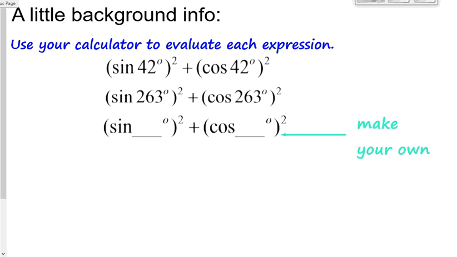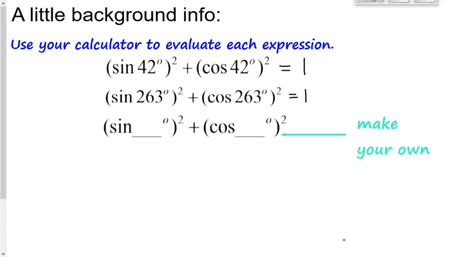Okay, so if you were to take any angle, let's say 42 degrees, and in your calculator, if you were to find the sine of 42 degrees and square it, plus the cosine of 42 degrees and square it, you would get 1. Any other angle you choose, like 263 degrees, same thing. The sine of 263 degrees squared and the cosine of 263 degrees squared is also 1.